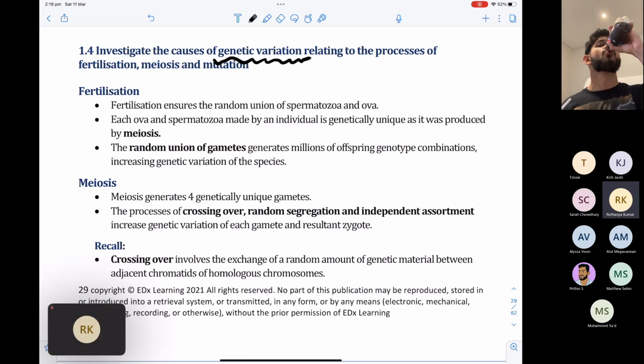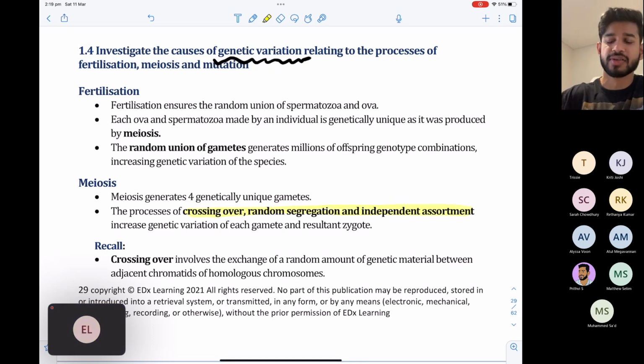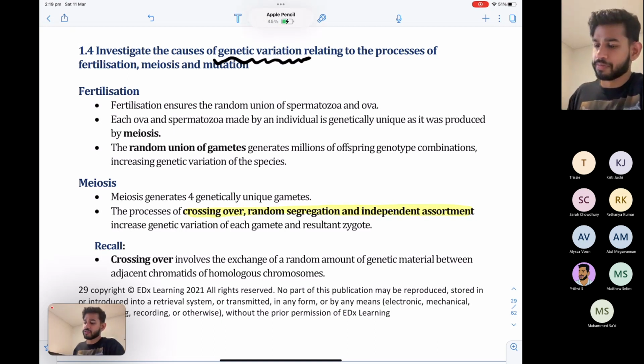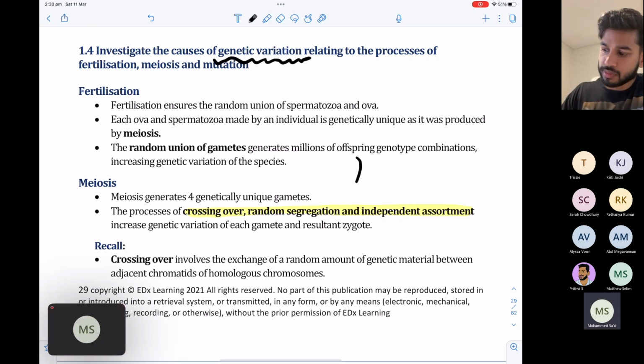Meiosis undergoes crossing over, random segregation, and independent assortment, which leads to genetically varied cells. Good. Now I'm going to pass on the question to someone else. Crossing over. Mohammed, what's crossing over? What do you understand about that process? When two homologous pairs of chromosomes, they exchange information.